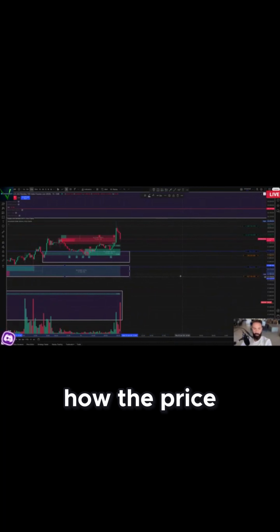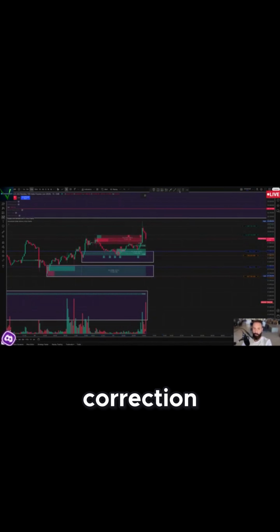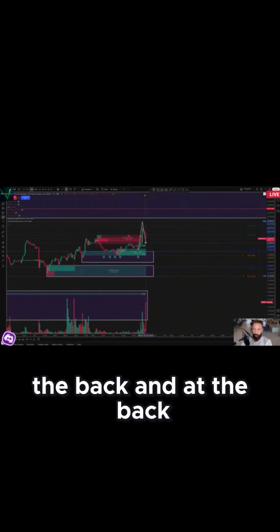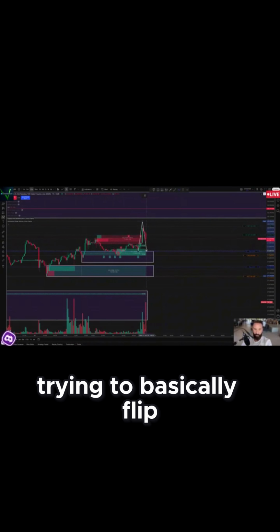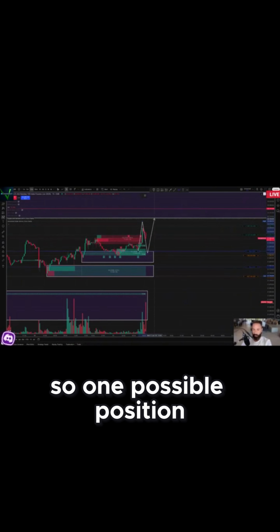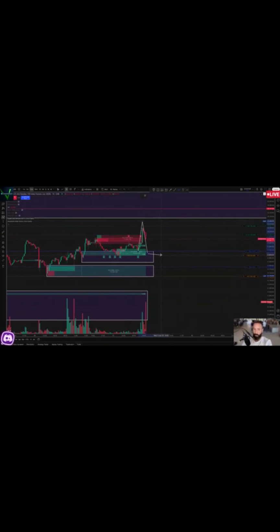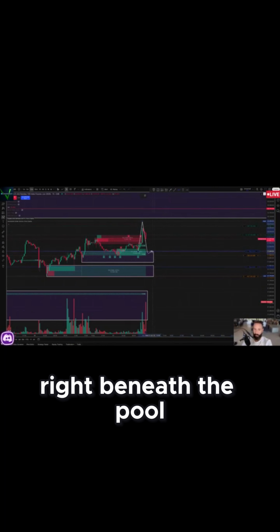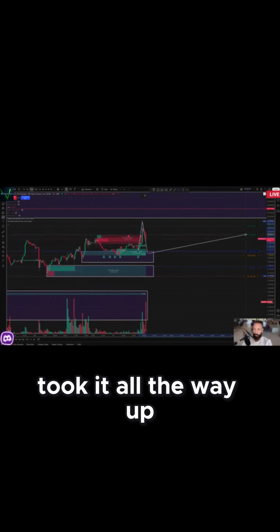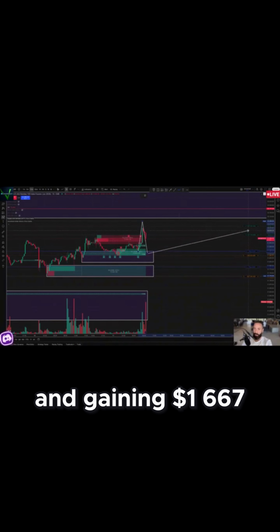And we see how the price slowly starts to climb up, but every time it climbs up you have to make some correction. You're going to pick up some orders at the back end and try to basically flip and reverse when it's going upwards. So one possible position we stationed right here is 5 micro contracts, and we stationed the stop loss right beneath the pool, and we took it all the way up over here, risking 290 and gaining $1,667.